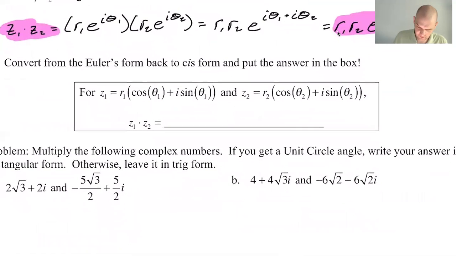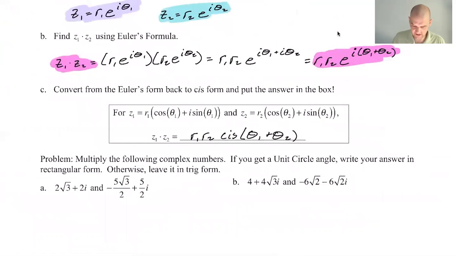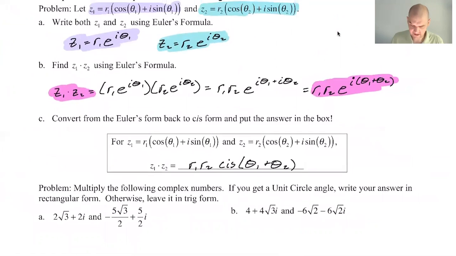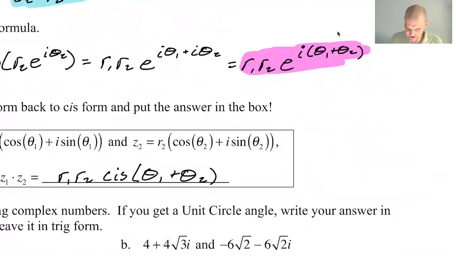But if I write it in cis form, it's going to be r1 r2 cis of theta 1 plus theta 2, which is pretty crazy. If you kind of think it through, what that's saying is, if you have your first complex number, this is actually an interesting thing to look at.